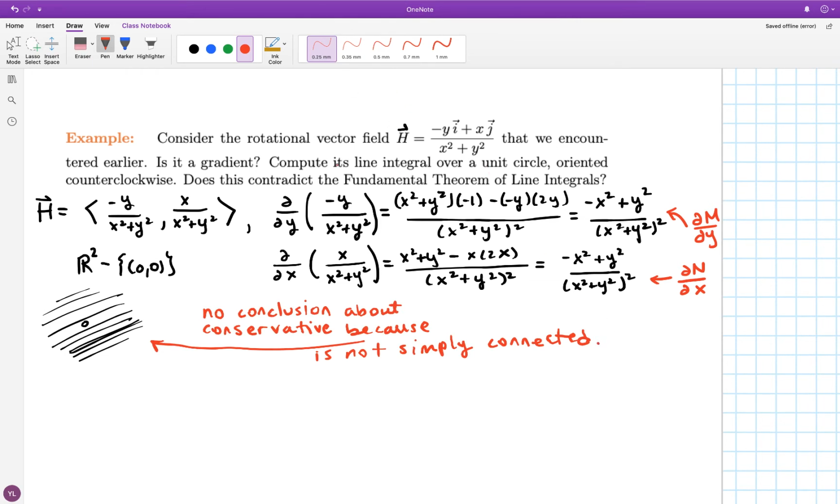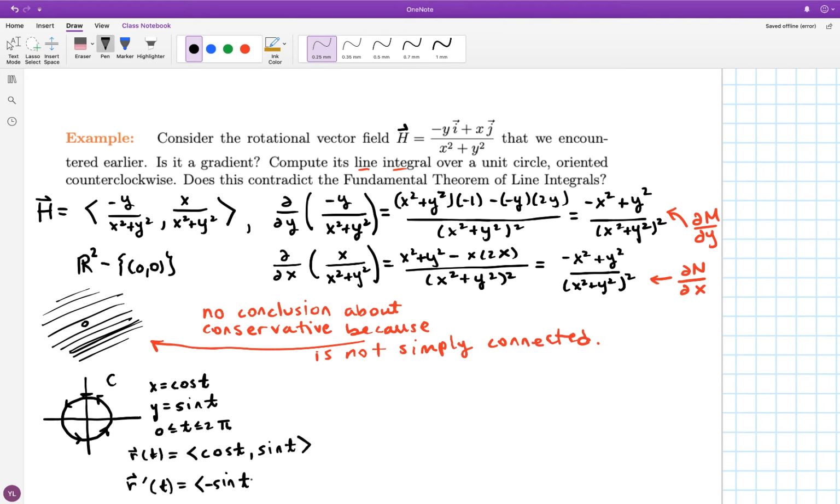Okay, but they do want me to compute the line integral of this vector field over a unit circle oriented counterclockwise. Well, I can do that because I can parameterize a unit circle. So I'm going to go through that computation. This standard parameterization of the unit circle runs counterclockwise. Okay, I am now going to compute the line integral of the vector field H over the curve C, which is the unit circle counterclockwise.